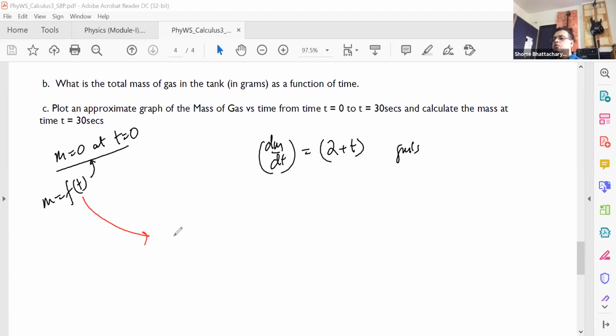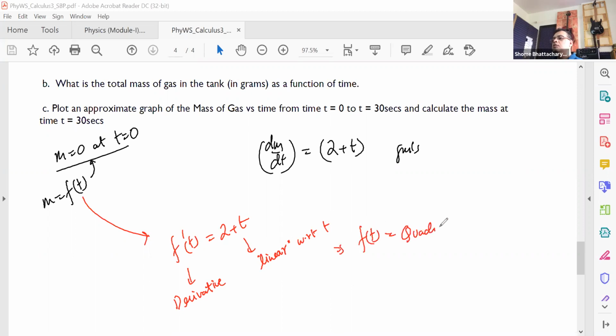It is a function whose derivative is this. Okay, so the derivative of the function is linear with respect to time. It's linear with respect to time. So that means the function itself should be what type? It should be a quadratic function.